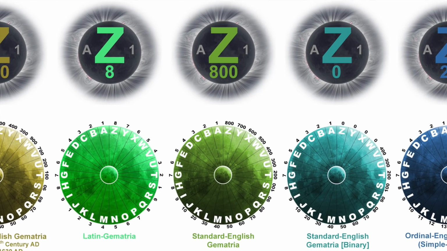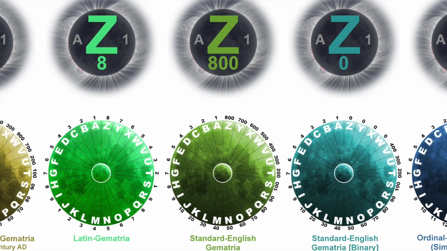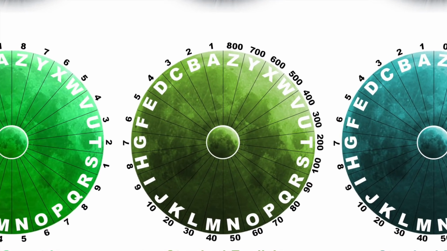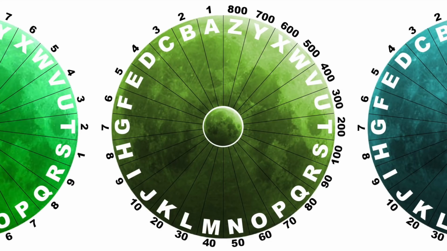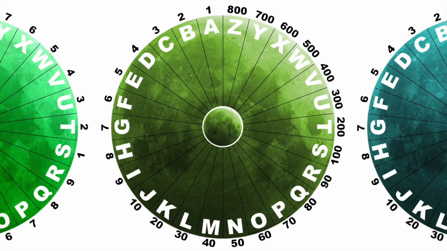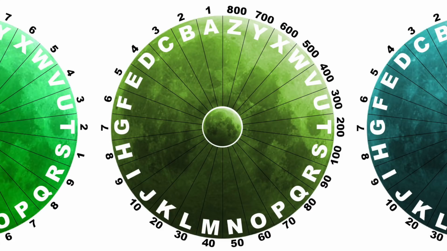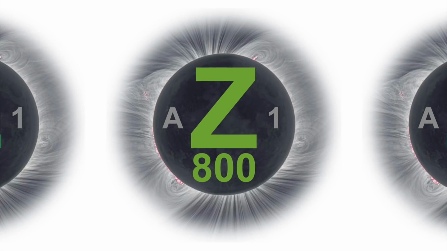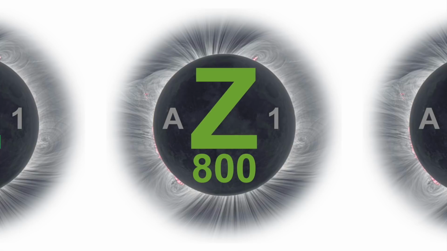Standard Hebrew Gematria, whereby the first 10 letters are assigned the numbers 1 to 10, and then the count shifts to increments of 10, and then after reaching 100, increments of 100, up until the 26th letter Z, whereby the count ends at 800. The symbol for this Gematria system looks like this.